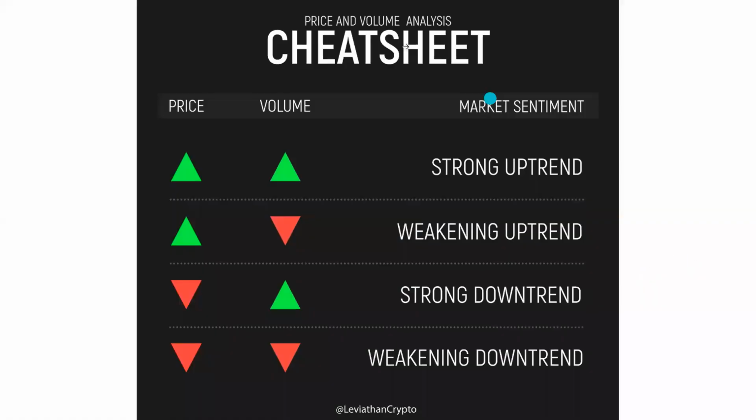And same thing over here. This is just another graph: price and volume going up, strong uptrend; price going up, volume going down, weakening uptrend; price going down, volume going up, strong downtrend; price going down, volume going down, weakening downtrend. So hopefully you get the gist of it now.